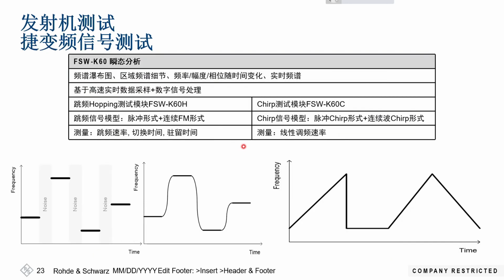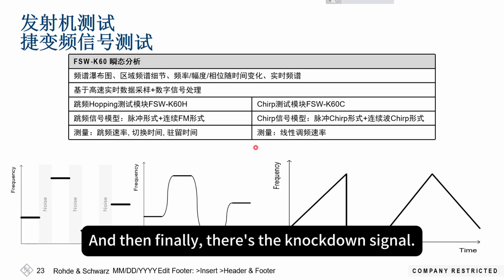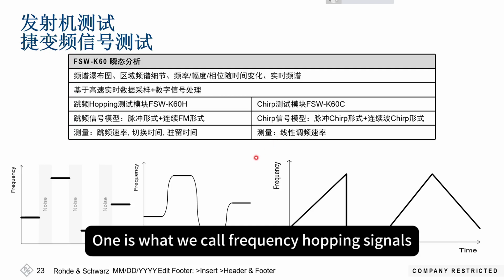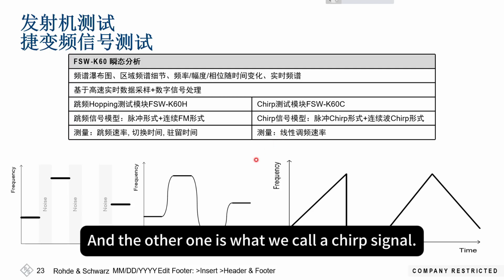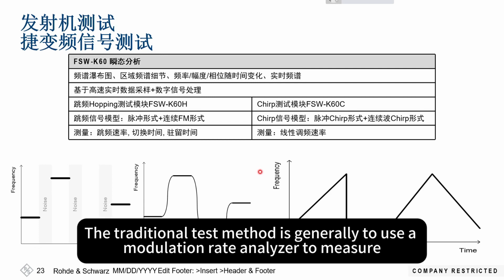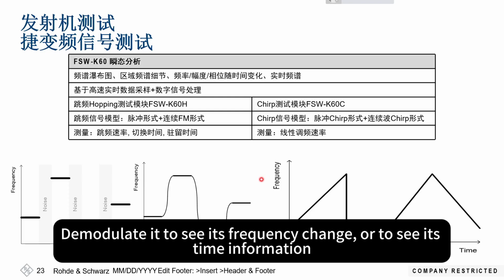And then finally, there's the frequency-varying signal. What about the so-called frequency-varying signal? It can be mainly summarized into two types. One is what we call frequency hopping signals, and the other is what we call a chirp signal. In actual military communication or encrypted communication, these are used a lot. The traditional test method is generally to use a modulation analyzer to demodulate it and see its frequency change or its time information.